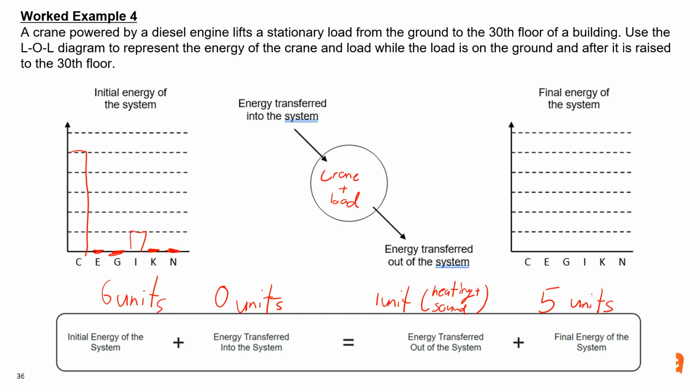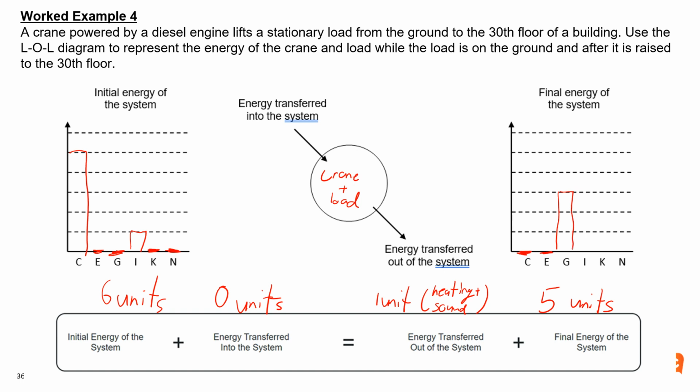And how can we represent our 5 units? Let's consider the chemical potential energy. Let's say that it has burnt off all the diesel, so now there is no chemical potential. Again, elastic potential is also 0 because nothing is being compressed or stretched. But now the load has been lifted to the 30th floor. Definitely it has gained some gravitational potential energy. So in our gravitational potential store, let's say we put 3 units.